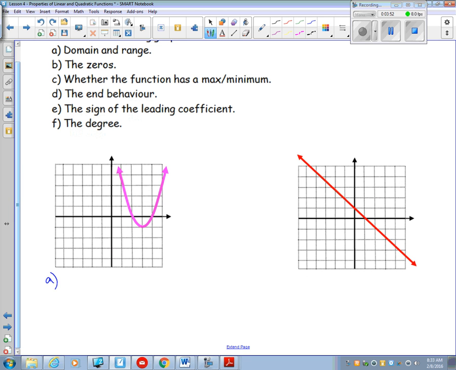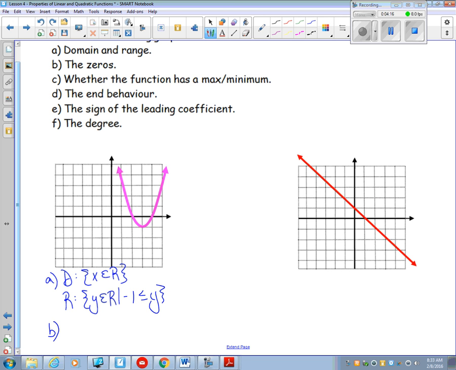So our domain. This is a quadratic. It's going to go left and right forever and ever and ever. So we'll say it's all real numbers. Our range. It's y. It's made up of lines. So it's all real numbers. However, it doesn't go down and down forever and ever. It only goes down to -1. So it's got to be greater than -1 at all times. And it goes up and up forever and ever.